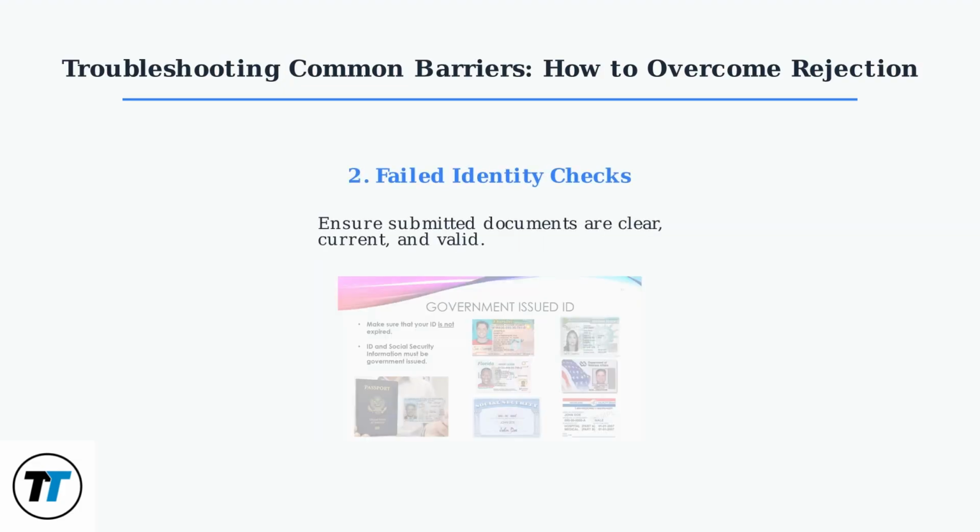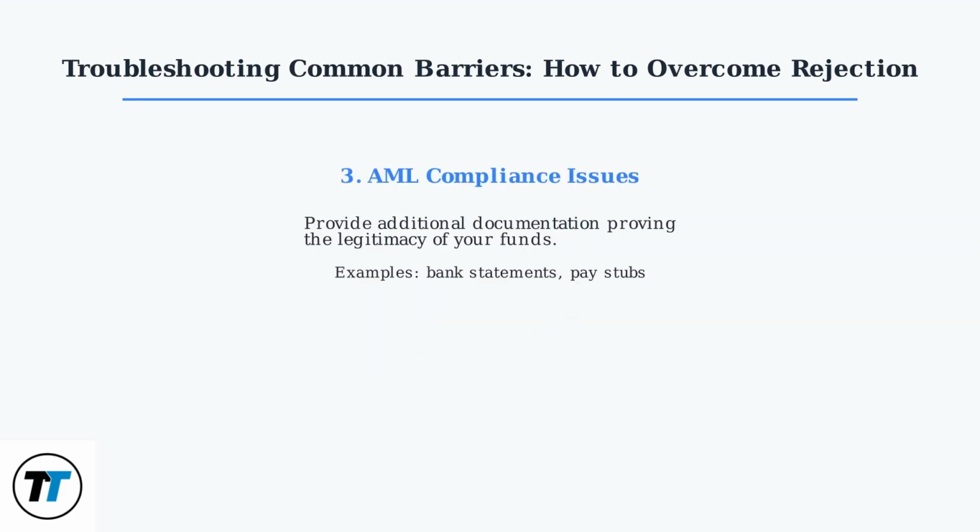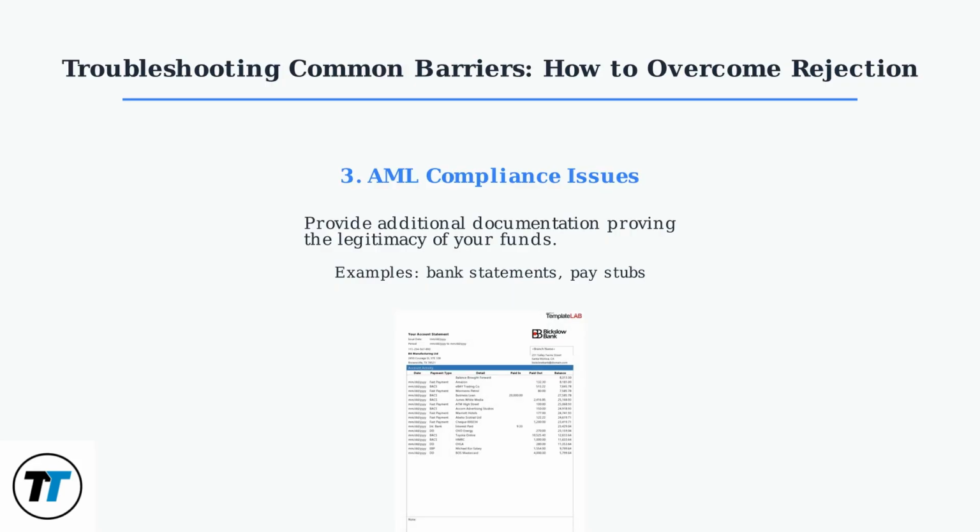Second, failed identity verification often occurs when documents aren't clear or valid. Make sure all government-issued IDs are current, legible, and properly scanned. Third, anti-money laundering flags require additional proof of legitimate fund sources. Be prepared to submit bank statements or pay stubs showing the origin of your trading capital.